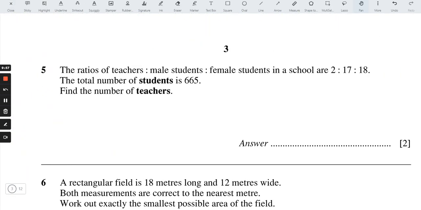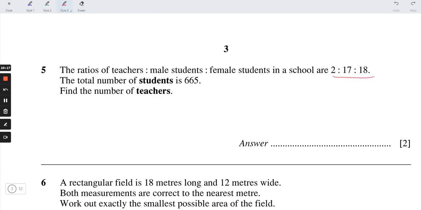Question 5 here. The ratios of teachers to male students to female students in a school are 2, 17, 18. So as teachers we have 2 parts, 17 parts for male students, 18 parts for female students. So once you are working with a ratio, you have to find a total for all of these parts. After adding them, you will get 37 parts in all.